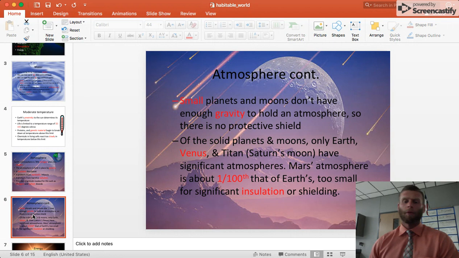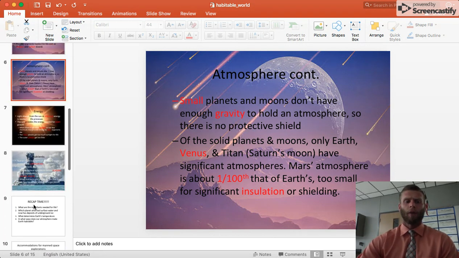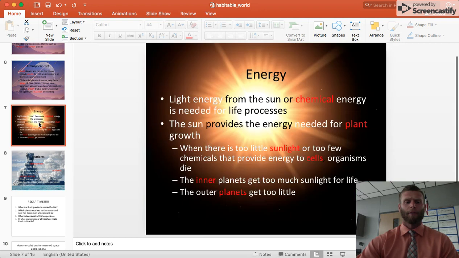Small planets and moons don't have enough gravity to hold an atmosphere. If they're not large enough, they're not going to have enough gravitational pull to have the atmosphere there. Of the solid planets and moons, only Earth, Venus, and Titan, which is Saturn's moon, have significant atmospheres, meaning an atmosphere that we recognize as an atmosphere. Mars is about 1/100th that of Earth, so too small for any insulation or shielding from harmful radiation, temperatures, that type of thing.